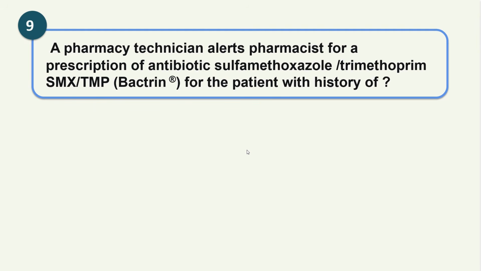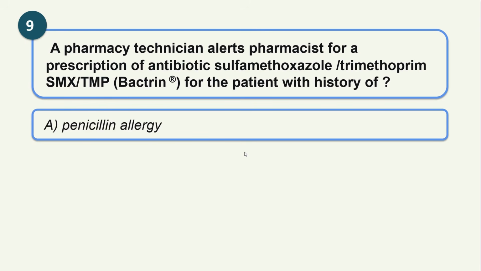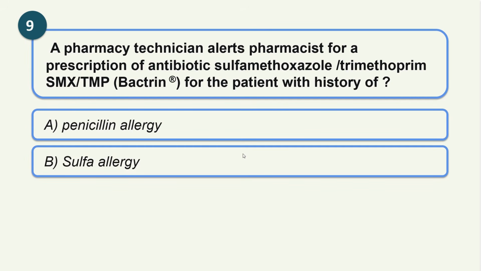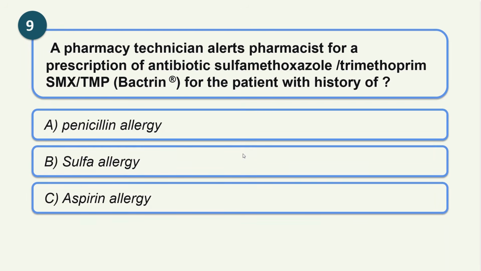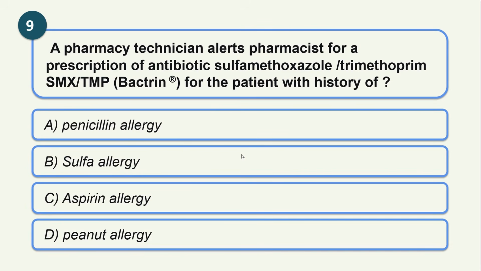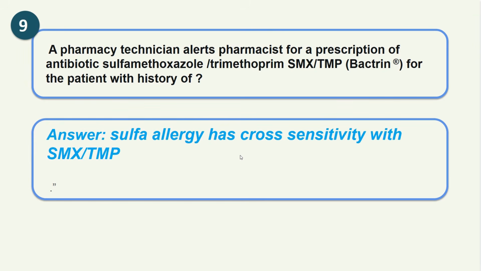All right, so next, a pharmacy technician alerts the pharmacist for a prescription of the antibiotic sulfamethoxazole trimethoprim, in short SMX-TMP, or brand name Bactrim, for a patient with a history of A. Penicillin allergy, B. Sulfa allergy, C. Aspirin allergy, D. Peanut allergy. Correct answer is sulfa allergy. Sulfa allergy has a cross sensitivity with sulfamethoxazole. Easy to remember, the name has sulfur. Anything that has sulfur in the name, most of them have a cross allergy to sulfur drugs.